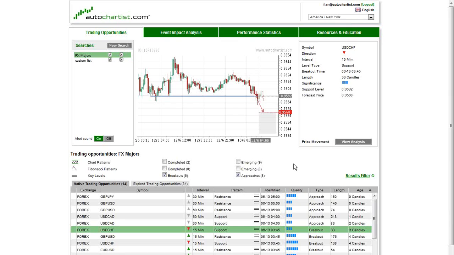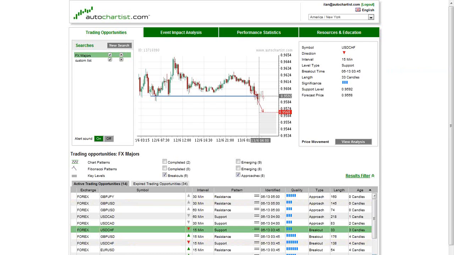So about 45 minutes ago, Autochartist identified that breakout through support for the US dollar Swiss franc at 0.9592 and provided a forecast level of 0.9568. The price has subsequently pulled back a few pips, but is certainly hanging around this level. This could be a very interesting position to take right now, short down to 0.9568, of course. But this is a 15-minute candle, so it's a very short-term opportunity.